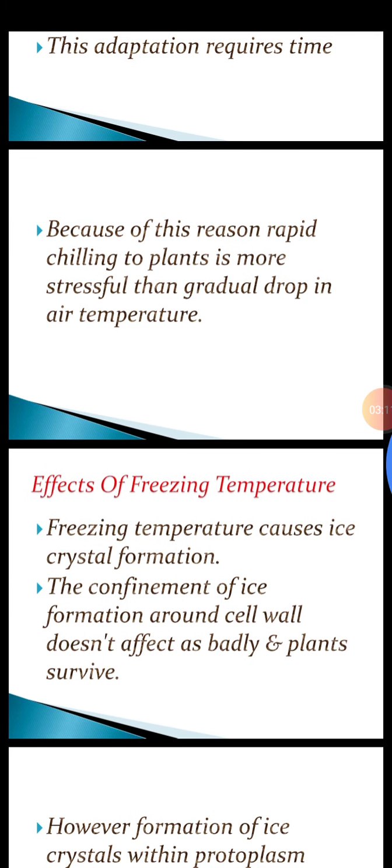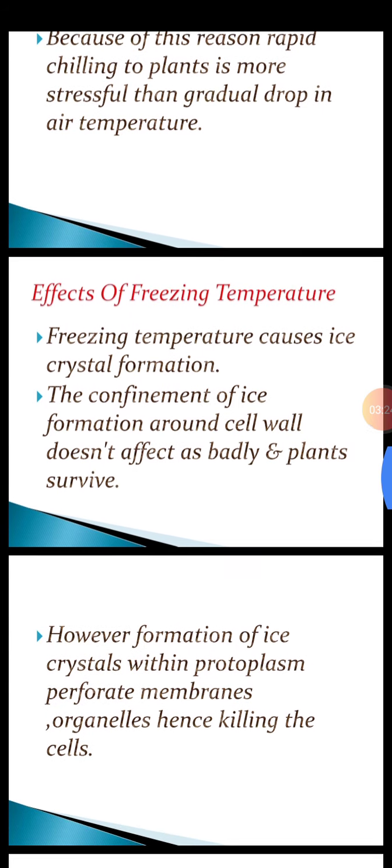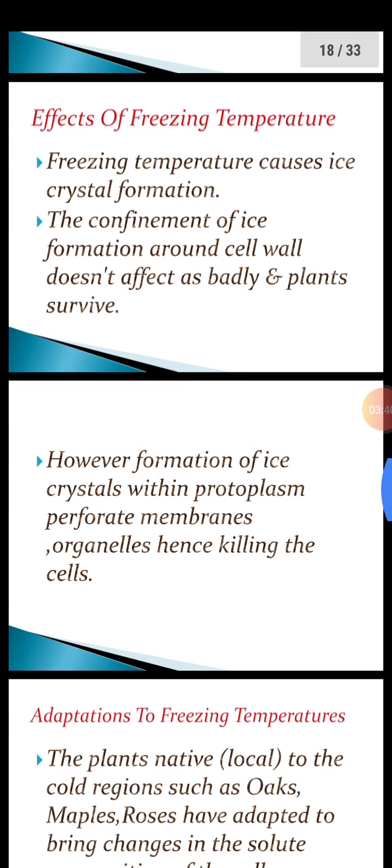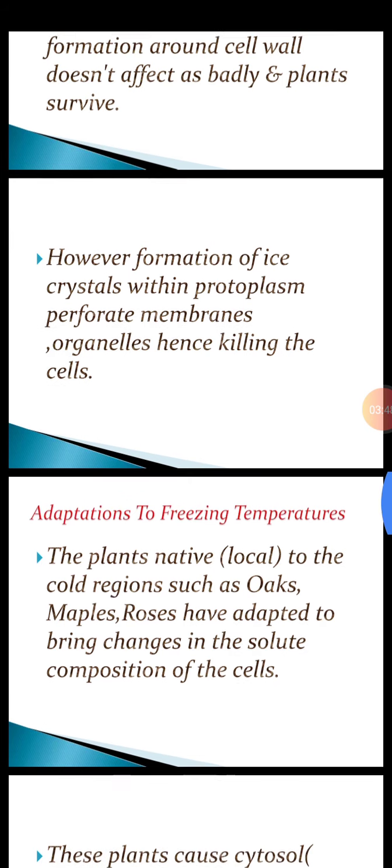Effects of freezing temperature on plants. Freezing temperature causes ice crystal formation. The confinement of ice formation around the cell wall in plants doesn't affect them as badly and plants survive. That is, due to the cell wall they can face the stress. However, formation of ice crystals within the protoplasm, the living material, perforates membranes and organelles and causes killing of cells. So formation of ice crystals is harmful for plants.